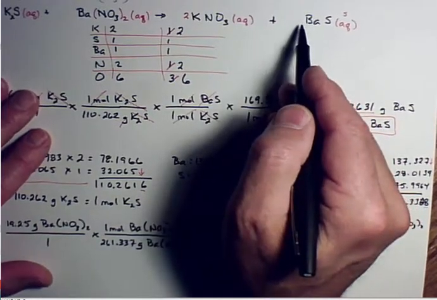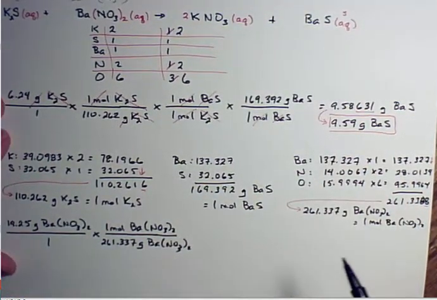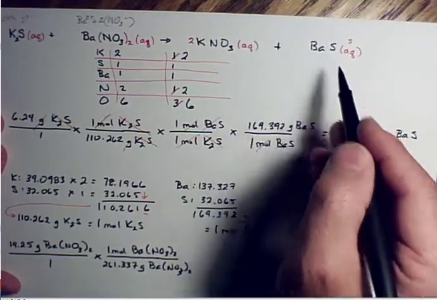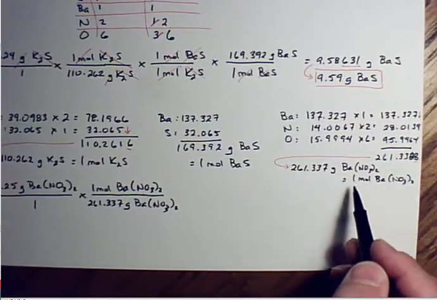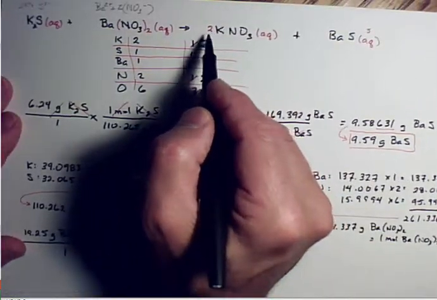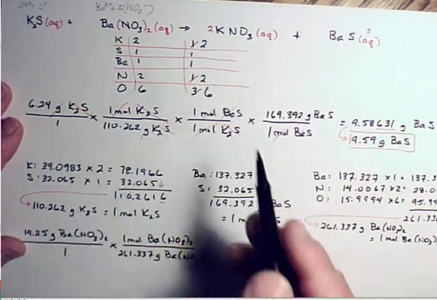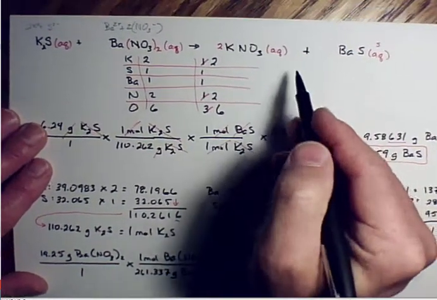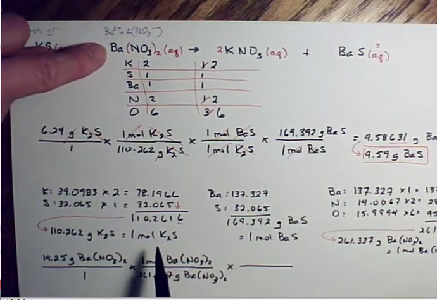Sometimes students want to know, well, do I use the coefficients up here? No, you don't do that. It's only the formula you're calculating with, not the coefficients at all. Just the formula you're calculating with, and it's always equal to 1 mole. The coefficient moles, that's taken care of in the molar ratio, which is the next step here. In the molar ratio, now we're going to look at coefficients.